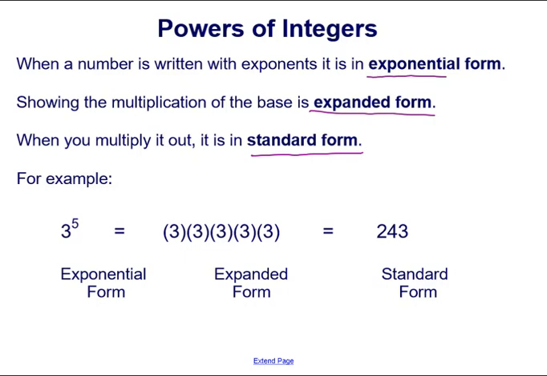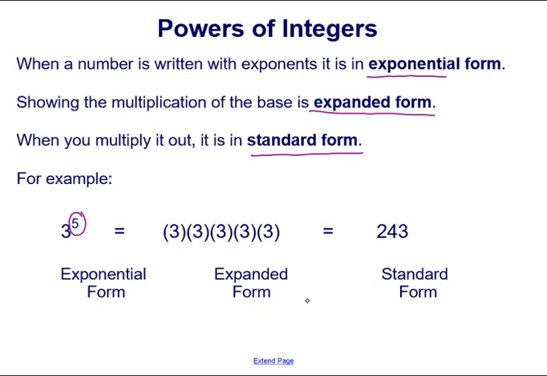So here we have our example. We have 3 to the 5th. So that's exponential form because you see the little exponent of 5 up in the corner with your base of 3. Now, if we expand 3 to the 5th, we know by definition that's the base of 3 multiplied 5 times. If we actually write out that multiplication, 3 times 3 times 3 times 3 times 3, that is expanded form. And once we find the product, once we simplify and multiply out 3 times 3 times 3 times 3 times 3 is 243, that is the standard form.